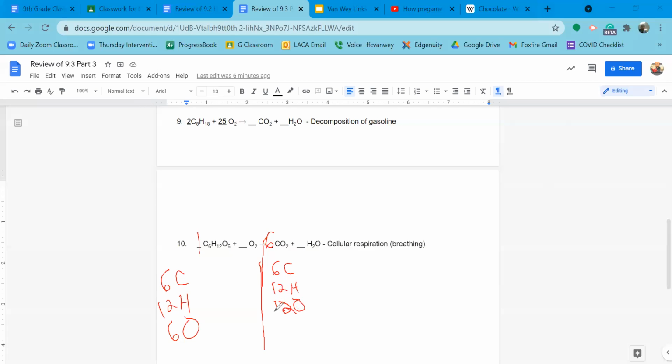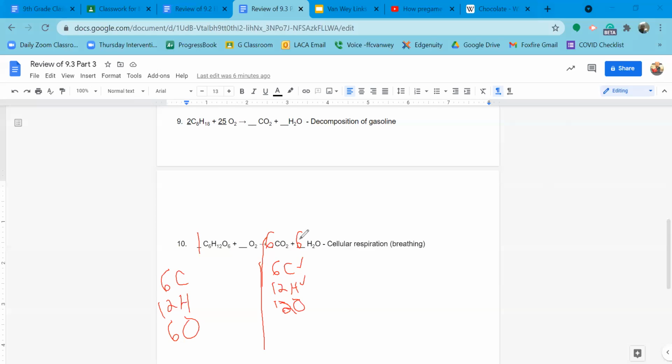We'll hang on to that because we know that we're going to get more oxygen from this water over here, right? Next, I want to make sure that we have the same hydrogens on both sides. So I have 12 hydrogens here. It's not going to come from the carbon dioxide. It must come from the water. To get 12 hydrogens from water, there's 2 here, so 12 divided by 2, I need 6 waters. 6 waters is going to give me my 12 hydrogens. So my carbons are taken care of. My hydrogens are taken care of.